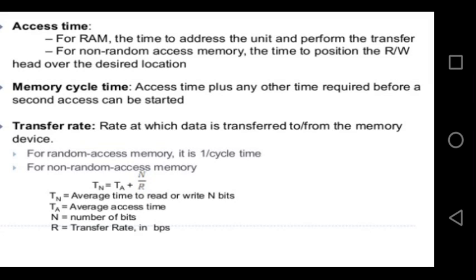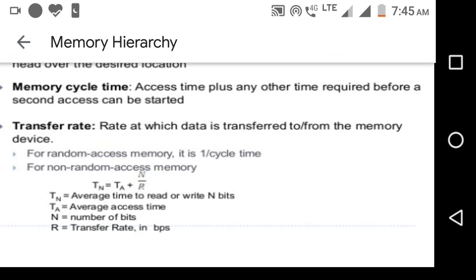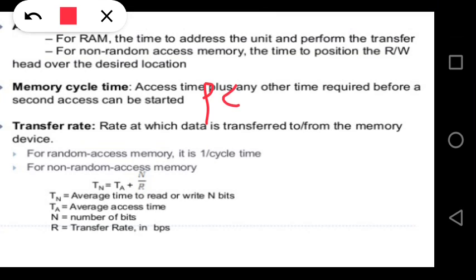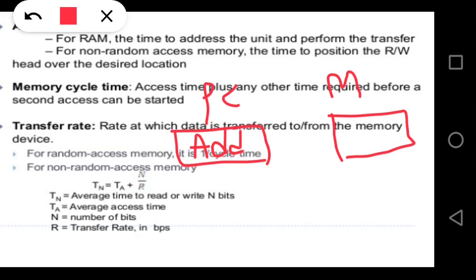So the access time for RAM, meaning main memory, cache memory, or registers, is the time to address the unit and perform the transfer. What is the meaning of time to address the unit? It is the time the content of the PC register is loaded to MAR. From that moment, the count of access time starts. Remember, when you want to access a word, that address is present in the PC. From that, it has to be loaded into a special register called MAR.